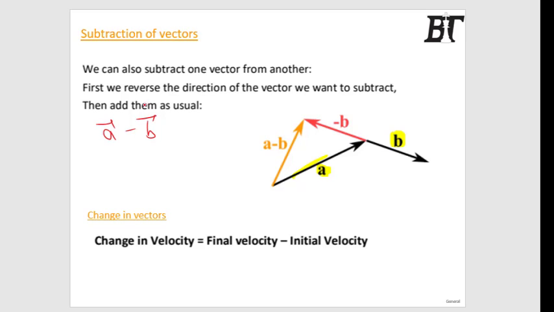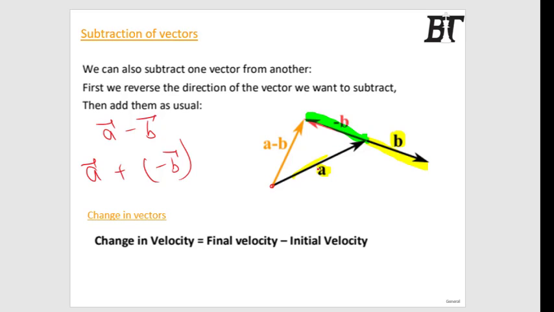तो माइनस बी वेक्टर करने के लिए क्या करना पड़ेगा, सबसे पहले तो ये जो बी वेक्टर है इसको उठा के ऐसे रिवर्स कर दोगे, है ना, तो वो माइनस बी वेक्टर हो जाएगा. Now what we have to do is simply add a vector and minus b vector. तो अब एडिशन ऑफ वेक्टर्स तो अपने को आता ही है.